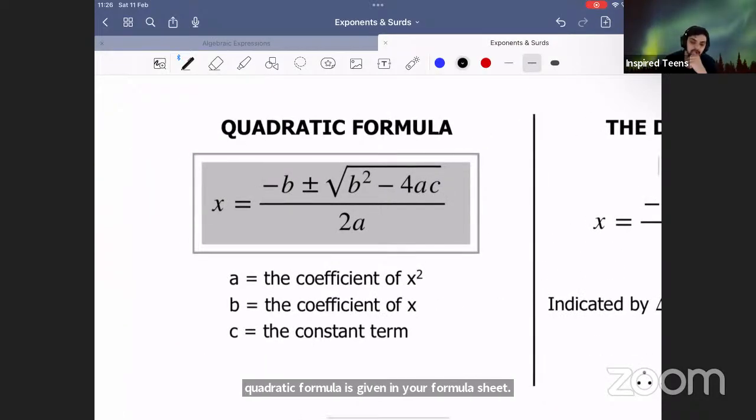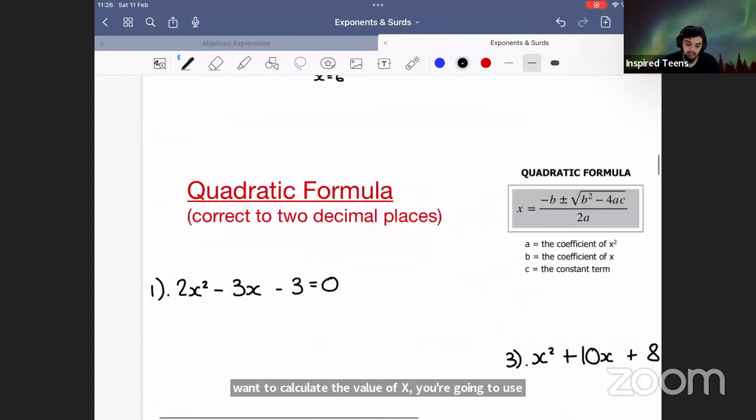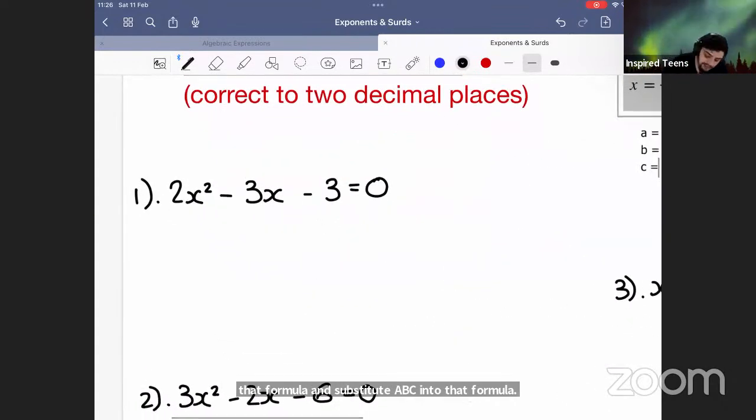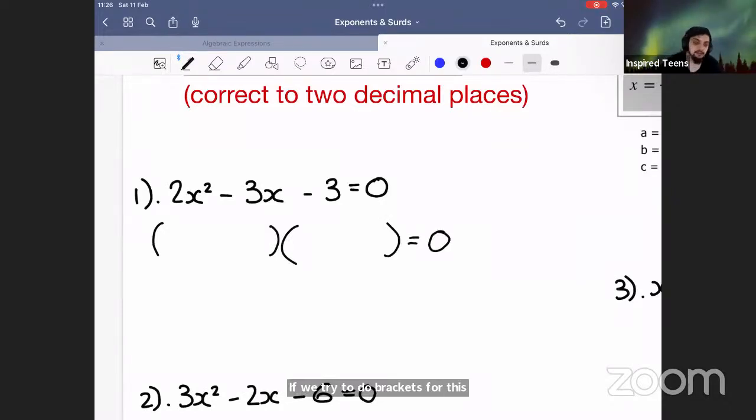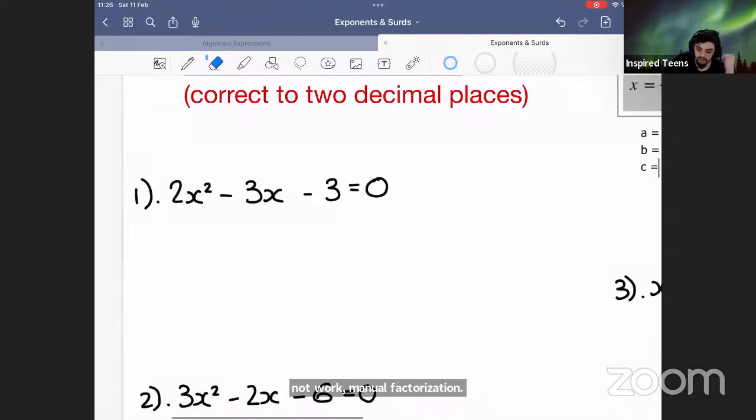It says that if you want to calculate the value of x, you use that formula and substitute a, b, c into it. Now, how do we get a, b, c? Let's look at this example. If we try to do brackets for this example, it won't work. We won't get a factor pair that would give us the middle term. In those specific cases where manual factorization does not work when you're trying to factorize a trinomial, that's when you have to use the quadratic equation.